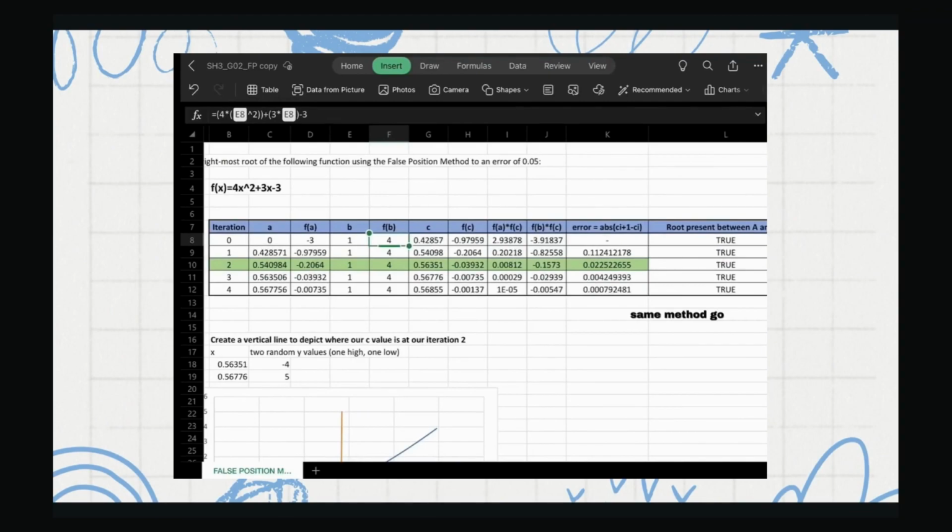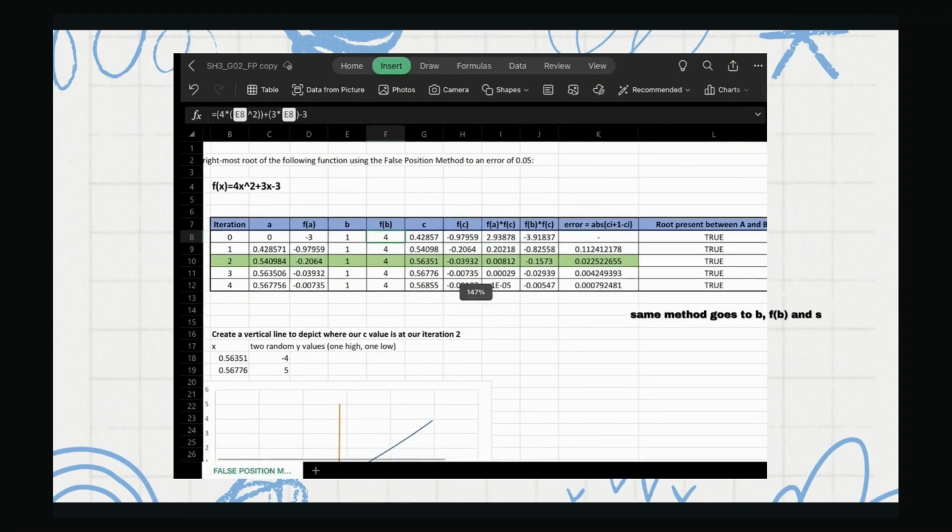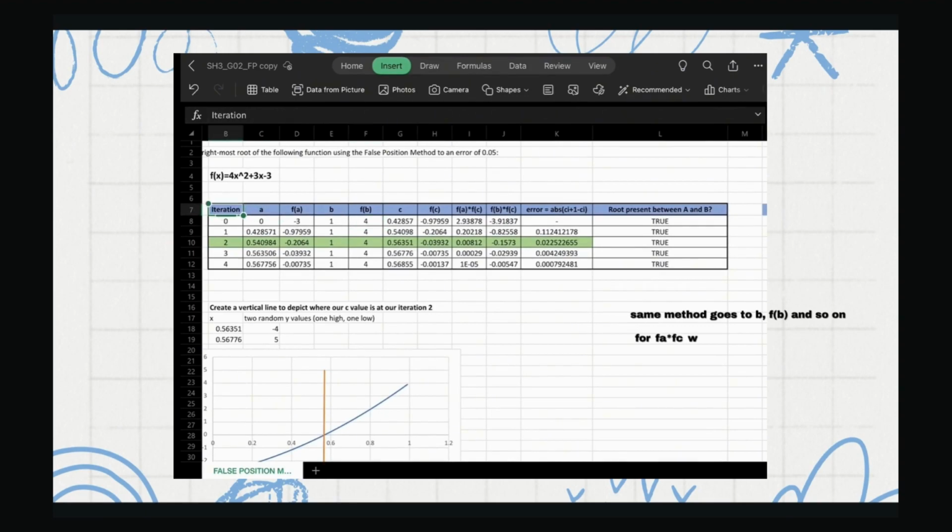Okay, the first step to do the false position method in Excel is to draw a table here. We have iteration, a, fa, b, fb, and so on. And here's our function, which is f(x) equals 4x squared plus 3x minus 3. Here the iteration is equal to 0 and a is equal to 0.